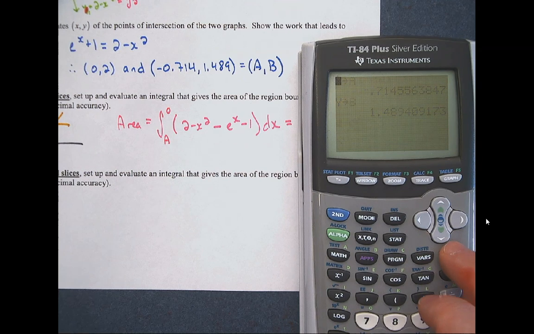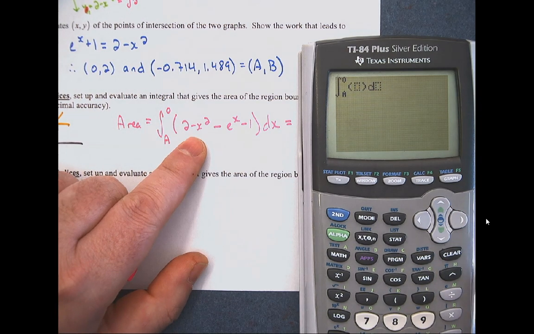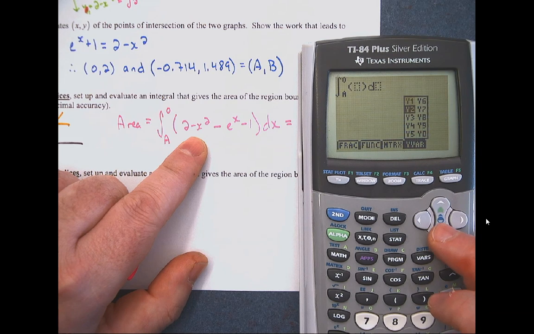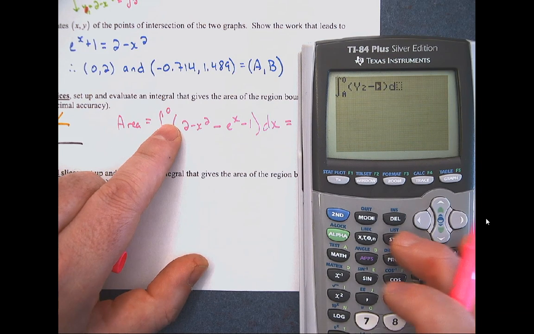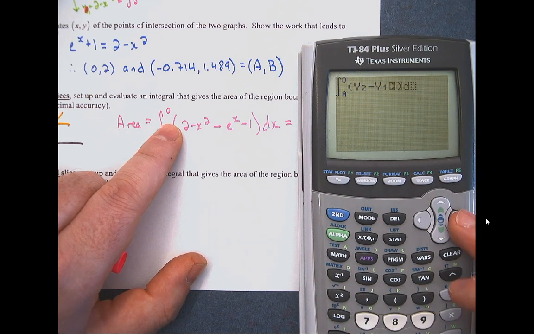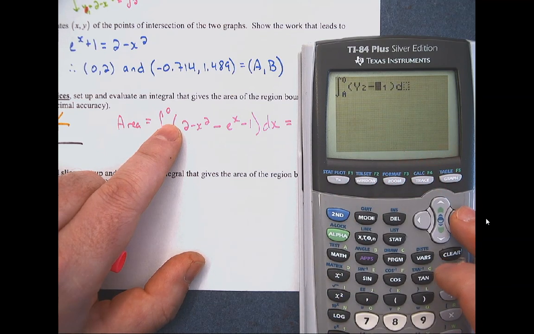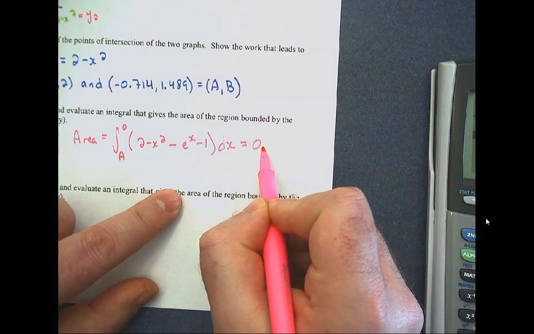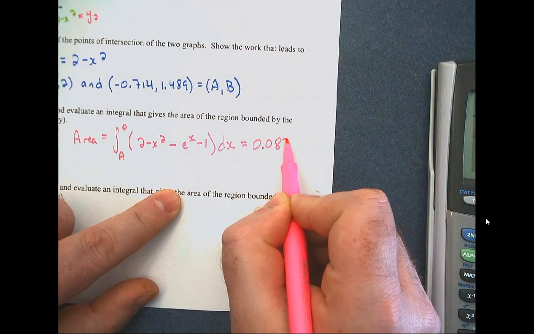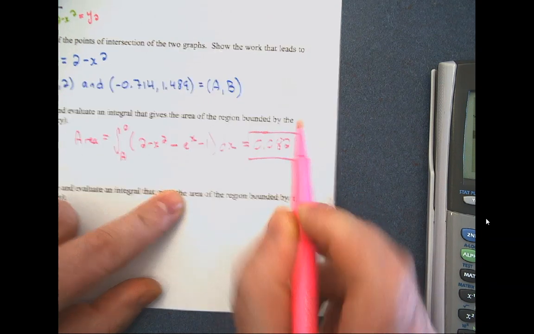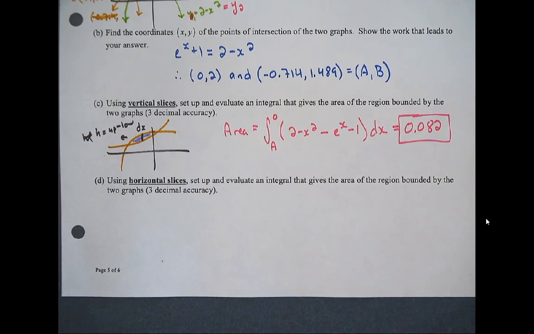Quit out of here. Math 9. I want to go from A until 0 of, which one did we call this? y2 minus y1 dx. Dang it. And we get 0.082. That seems reasonable to me. Remember how small that little sliver was on the picture.